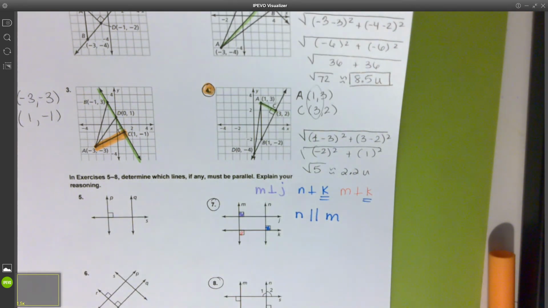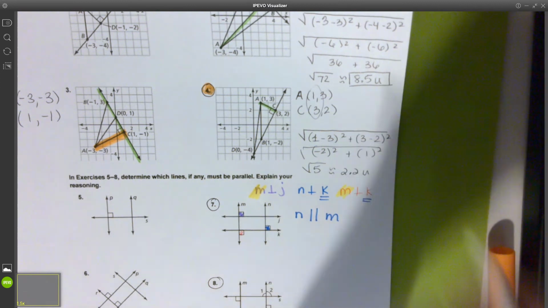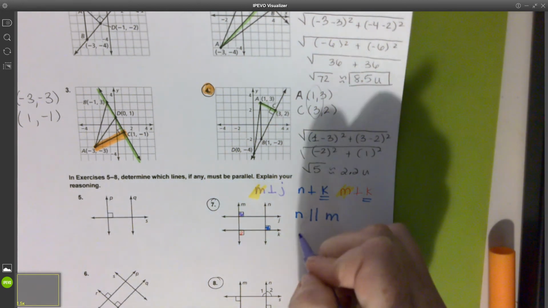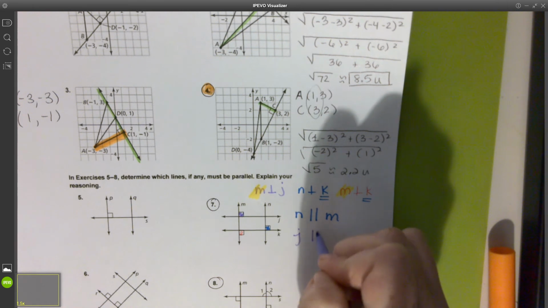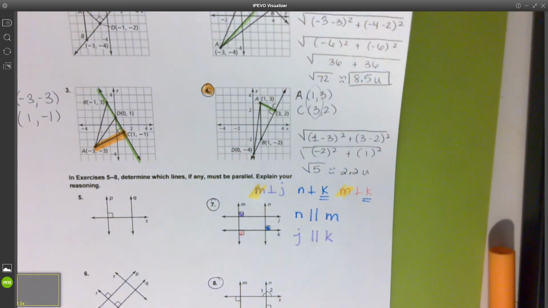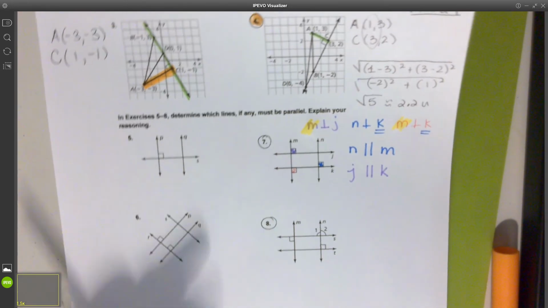But I also have M over here and M over here. So line J and K share line M. That means I can say that J is parallel to K. All right, I would like you to try number 6, and I'll show you my answer.